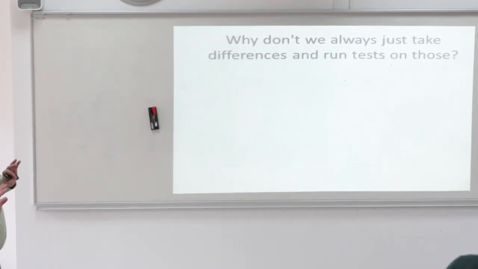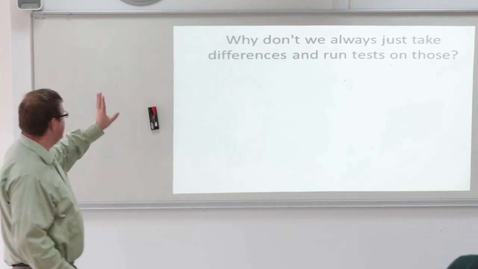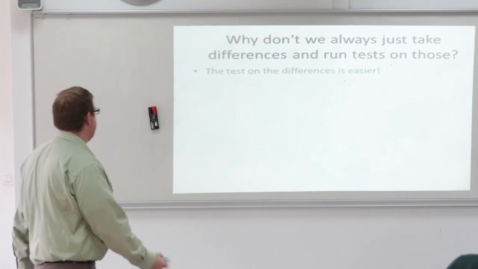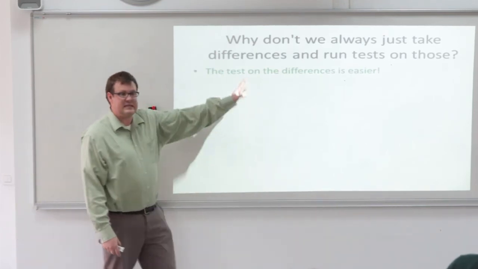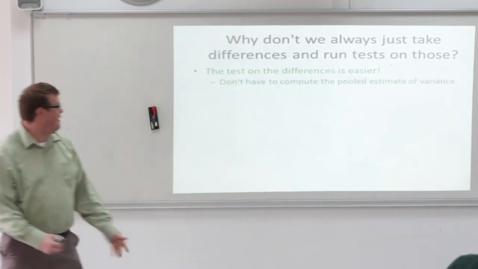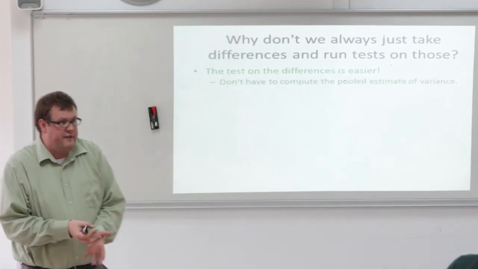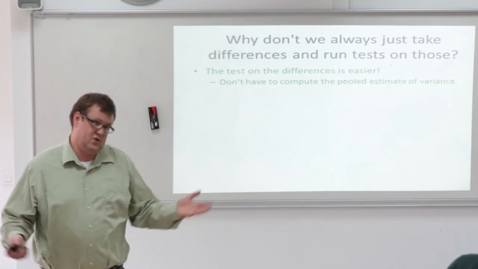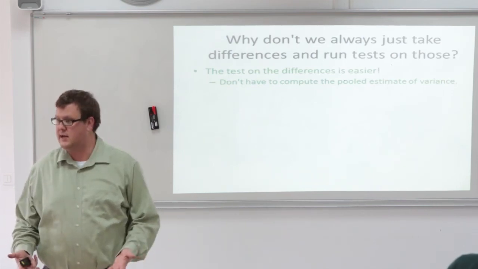Now, before when we did our independent t-test on the independent samples, we also failed to reject, right? Why don't we always just take the differences and run the test on those? Some people might say the test on the differences is easier, right? Why is it easier? Well, you don't have to compute that pooled estimate of variance, right? That was sort of a pain for the independent t-test.